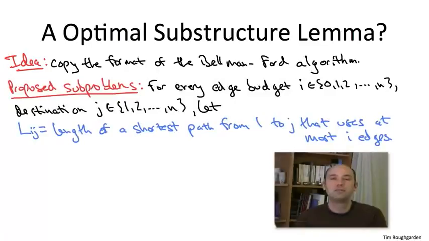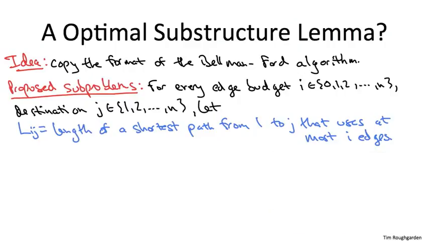So precisely, let's define subproblems as follows. For a given choice i, this represents the number of edges that you're allowed to use. A given destination j, let's assume the vertices are just named from 1 to n, so I'll call a generic destination j an integer from 1 to n. Let's denote capital L sub i j as the shortest length of a path from the starting vertex 1 to this destination j using at most i edges. So suppose we try to set up a dynamic programming algorithm using these subproblems. What do you think? Can we use these to get a polynomial time algorithm for the TSP problem?